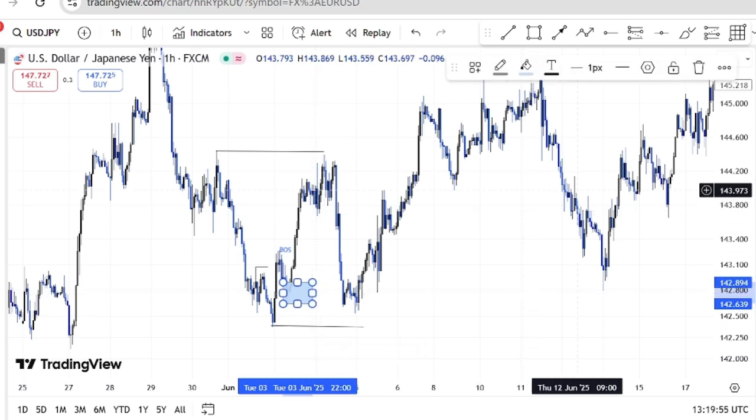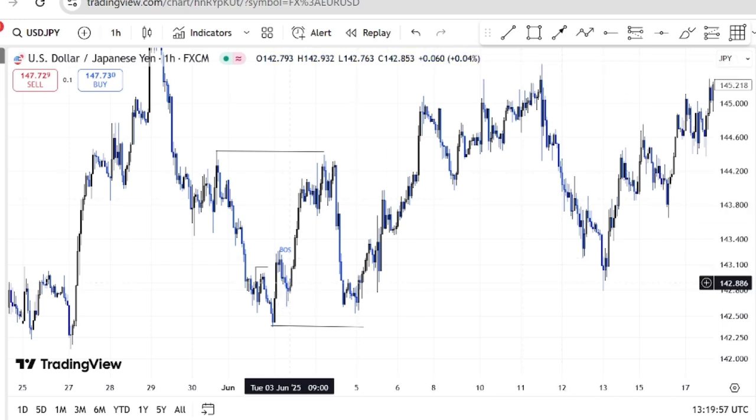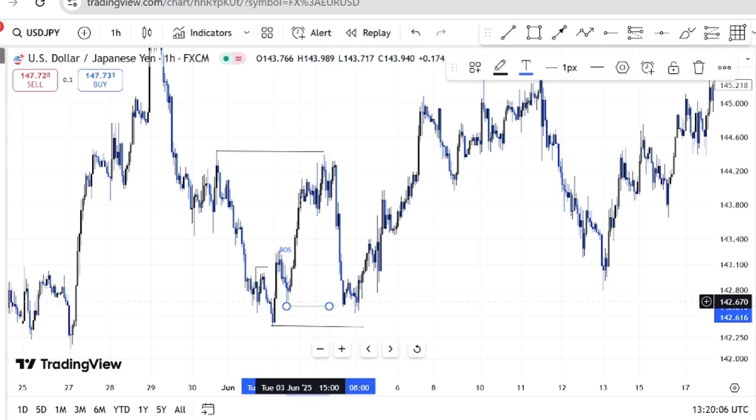Look at this point now. If I should take out that point, what do you see? You have this candle wick sitting at this point. This candle wick sitting here already tells you that it has a liquidity point.